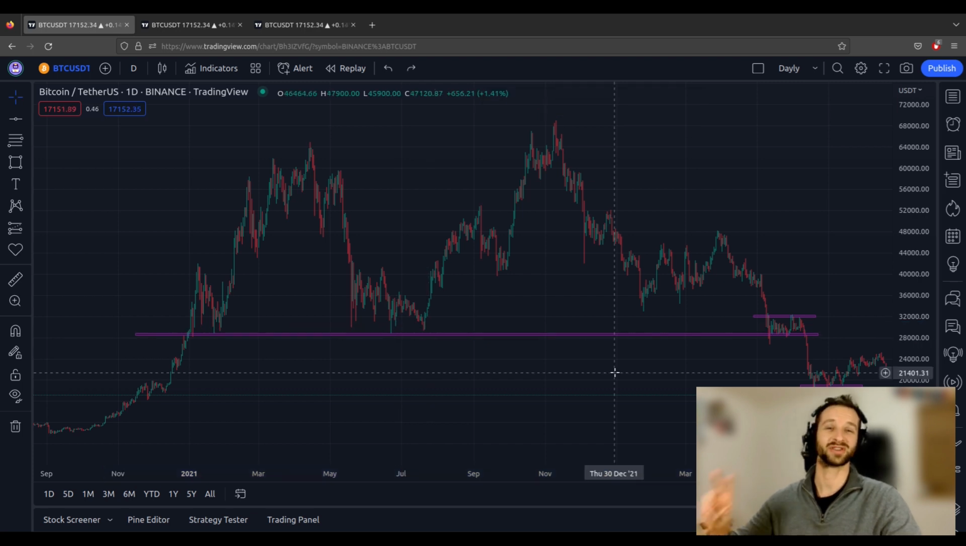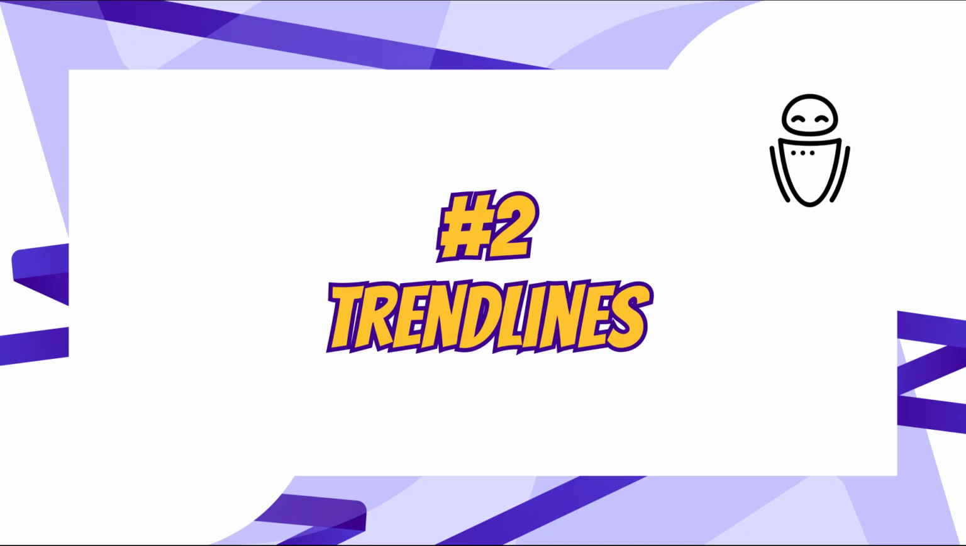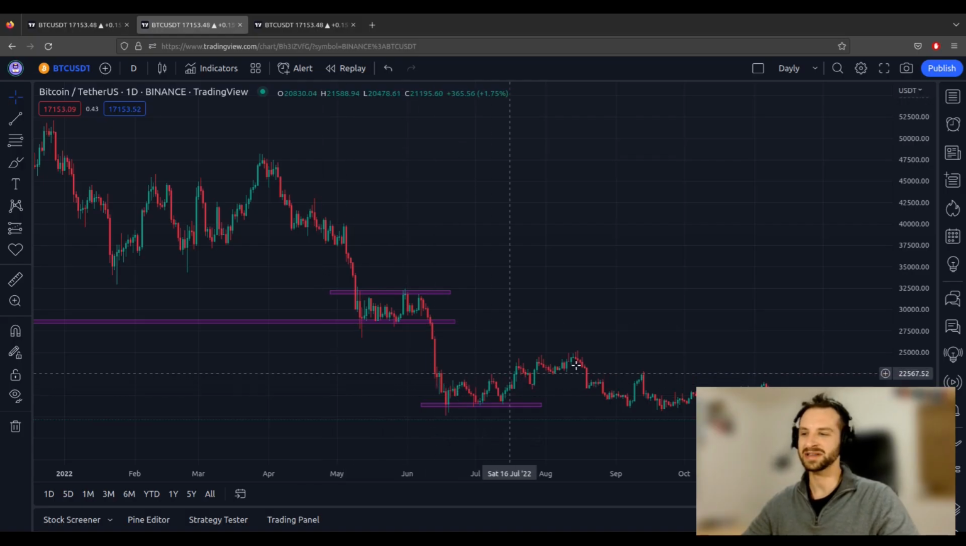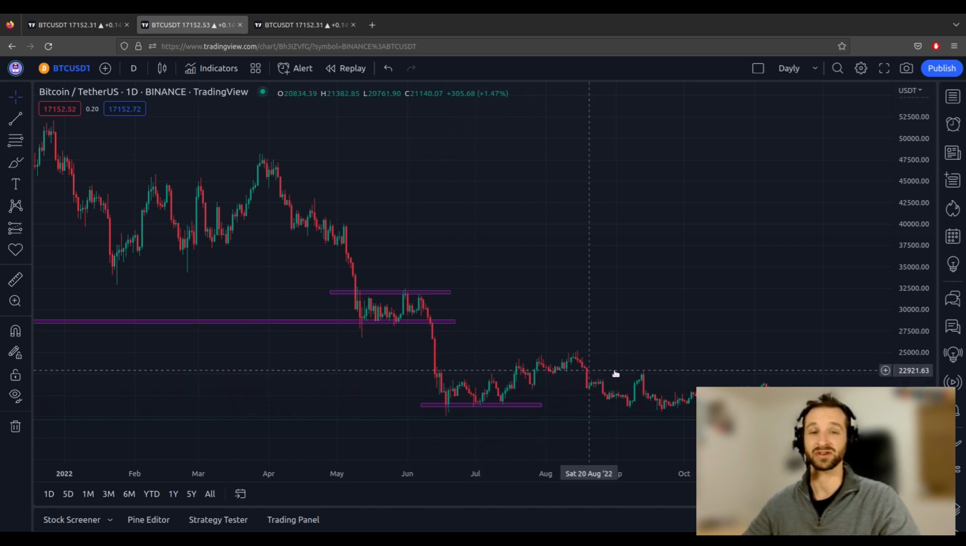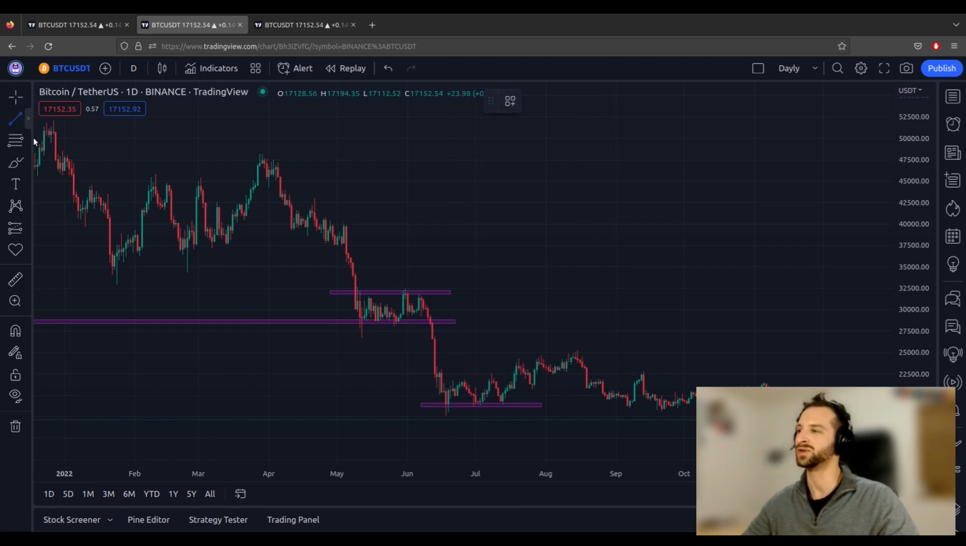Let's now move on to the second way of spotting support and resistance regions. You can see that there is something happening, for example, on this side, but it might be hard to actually single it out with a straight line or a straight rectangle. So what we're looking into here is not a level, but a trend line.